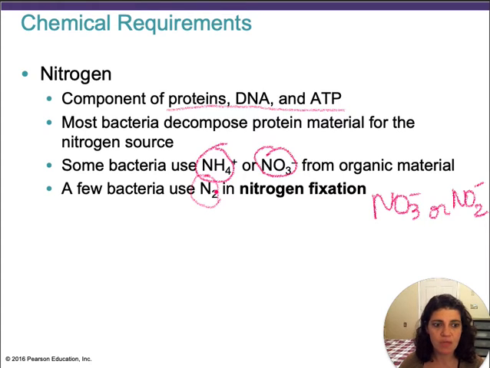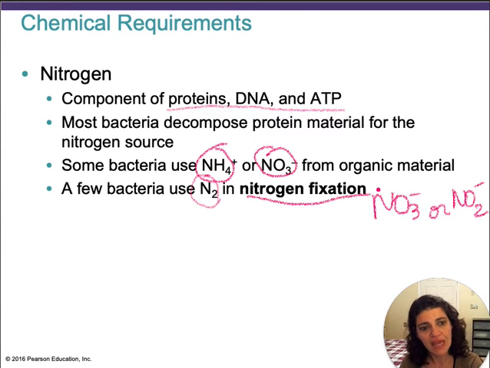So some bacteria build bigger molecules of nitrogen, some bacteria break it down. When they build something bigger, we call it nitrogen fixation. And why is this important? Can we absorb nitrogen gas from the air? Can plants do it? Can animals do it? No. So bacteria do this.